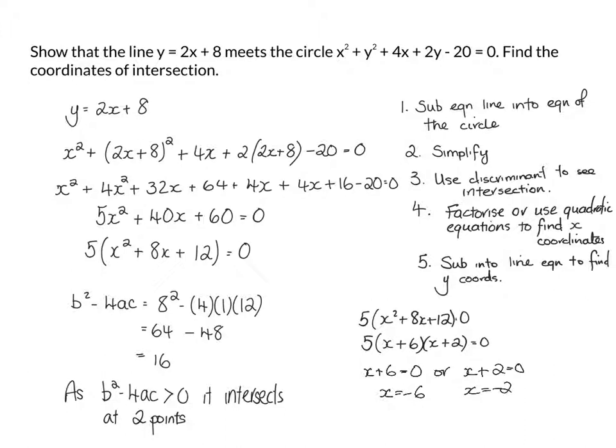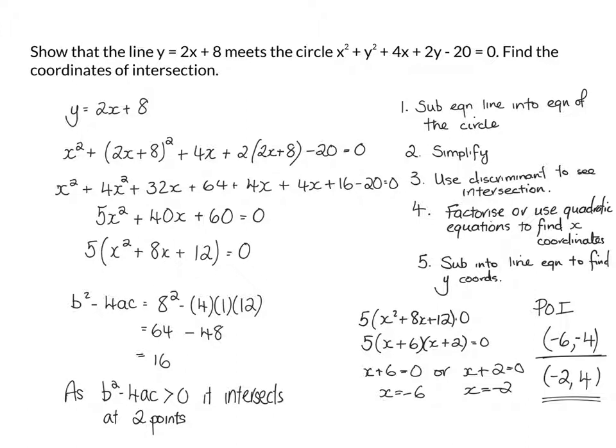So we've got y equals 2x plus 8. So for our first coordinate, we can find out what our points of intersection are going to be. So it's minus 6 something and minus 2 something. So doing this, y equals 2x plus 8. So 2 times minus 6 is minus 12, add the 8, so that's minus 4. And then 2 times minus 2, which is minus 4, plus 8, so that's 4. So our points of intersection are minus 6, minus 4 and minus 2, plus 4.